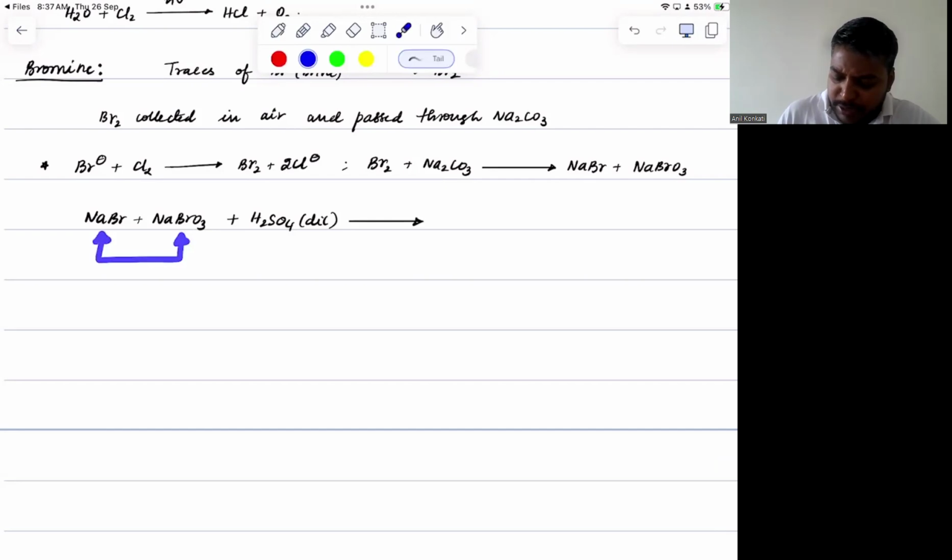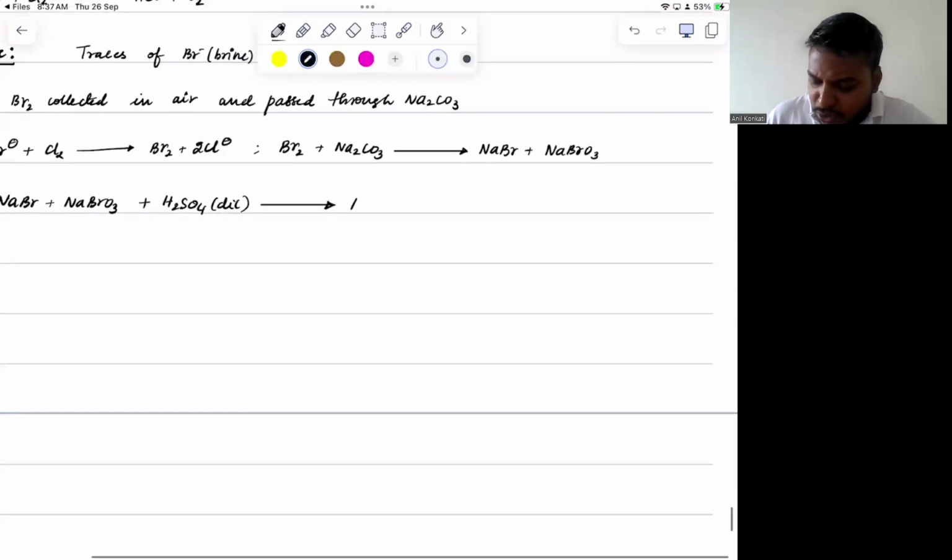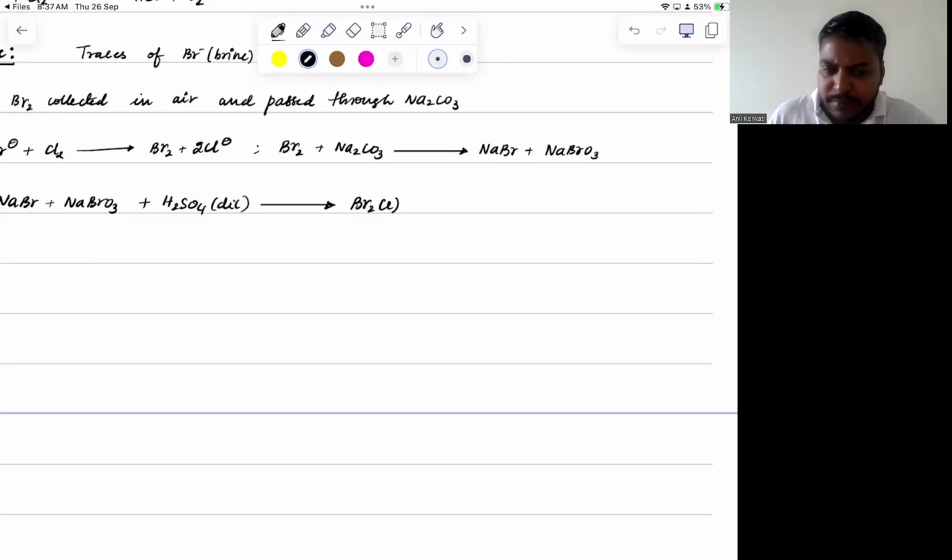Now, if you see, Br minus and BrO3 minus will undergo comproportionation reaction to give Br2 liquid, and the rest would be all other ions like SO4 2 minus and so on.